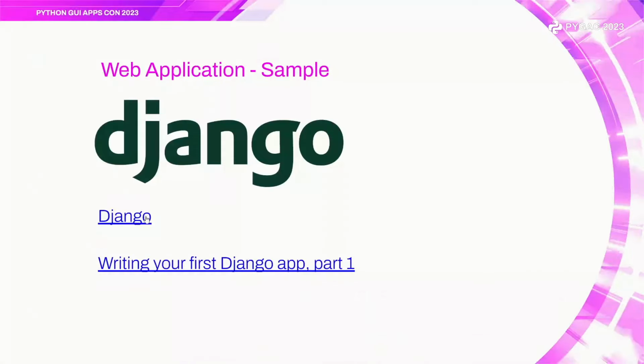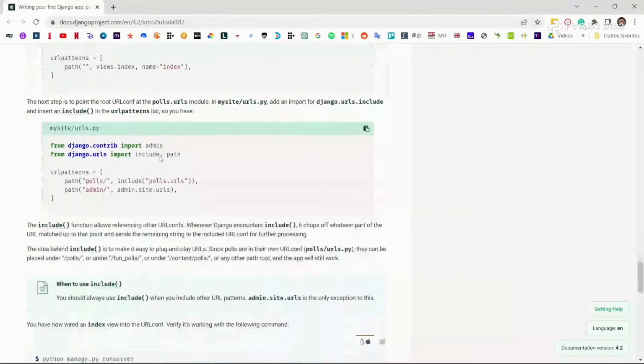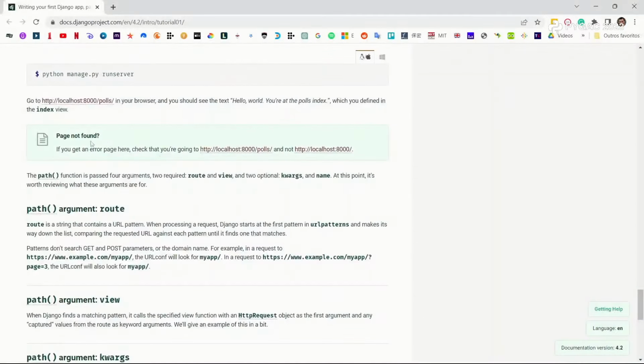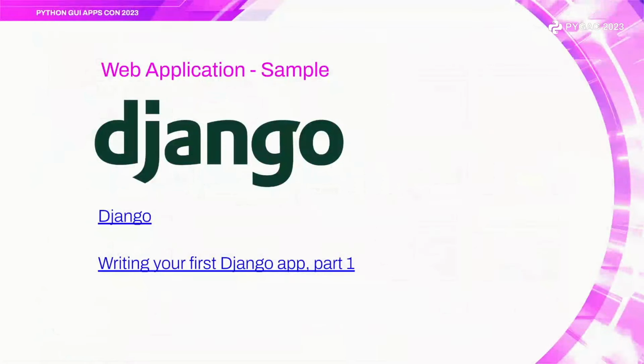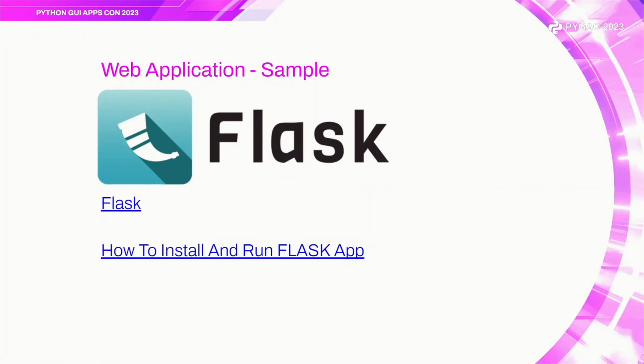So it's very simple to use. Just go through this tutorial and you will be able to run your web application locally, okay? And for Flask, the same. For Flask, we have the tutorial here. For Flask, I could find a good video for you, so it's even simpler than Django. For Django it is a tutorial, and for Flask here I found a video. A video is sometimes simpler to follow.